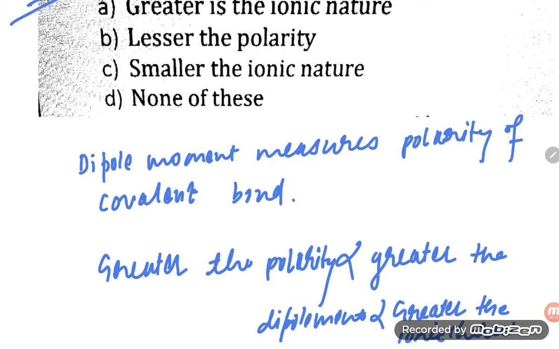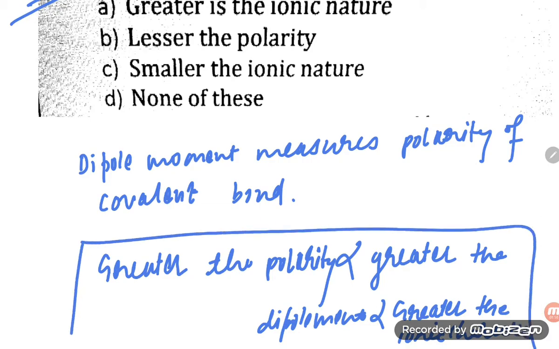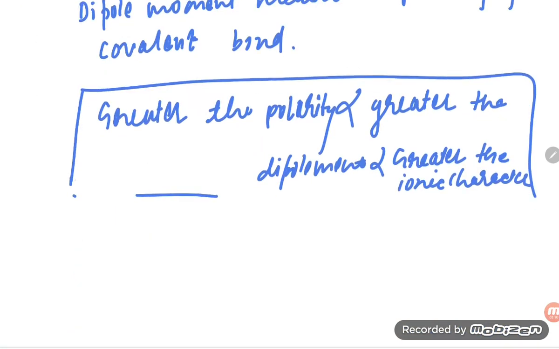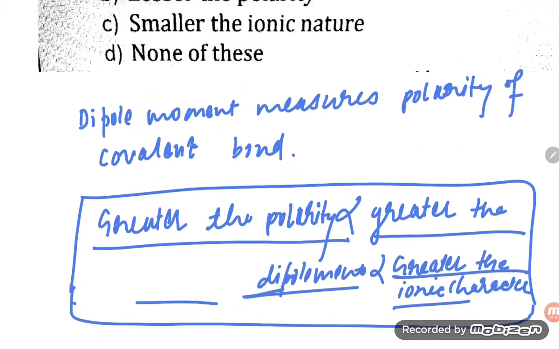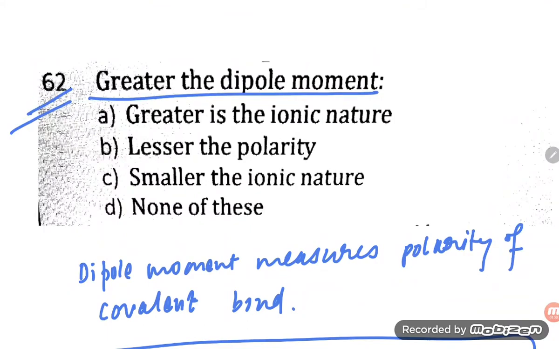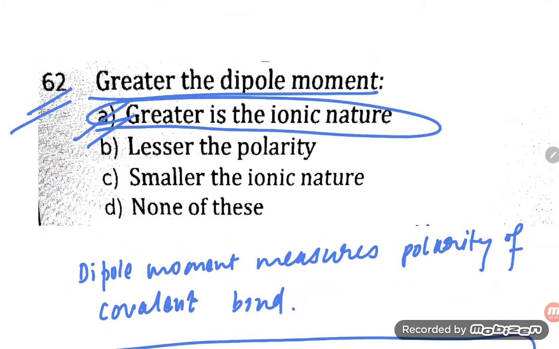So that point you have to keep in mind, student, that is how the polarity is depending. If you talk about the polarity, we are saying greater the polarity, greater the dipole moment, and greater is the ionic character. So which is the correct answer? Greater is the ionic nature. Option number 1 is correct.